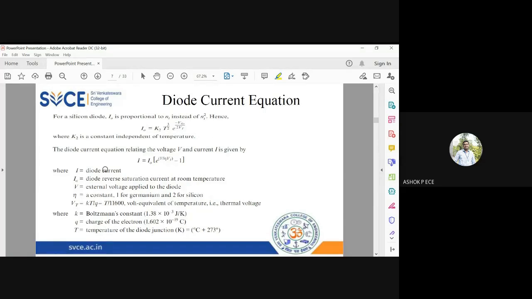So the total diode current equation finally is given by I is equal to I naught e power V by eta Vt minus 1. So you see the notations here. I is the diode current, I naught is the reverse saturation current, V is the external bias voltage. It may be forward or reverse bias. Forward bias means you should put V as positive.